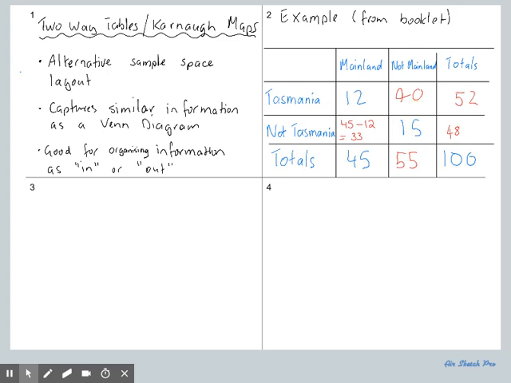And if I said, if I picked a person at random, what's the probability that I choose someone who stayed at home for the whole holidays? It would be 15% from this table. So you can read lots of different information from this table to get your answers.